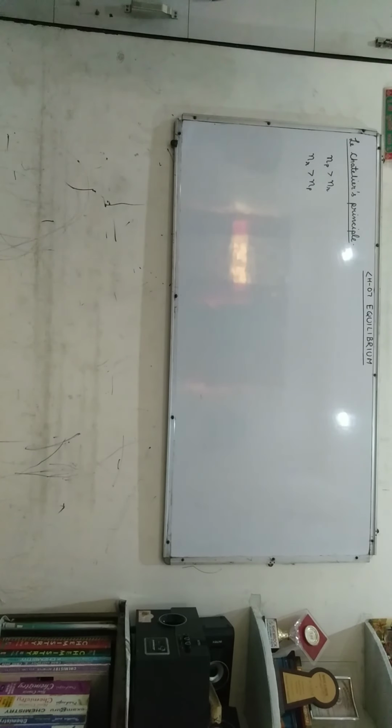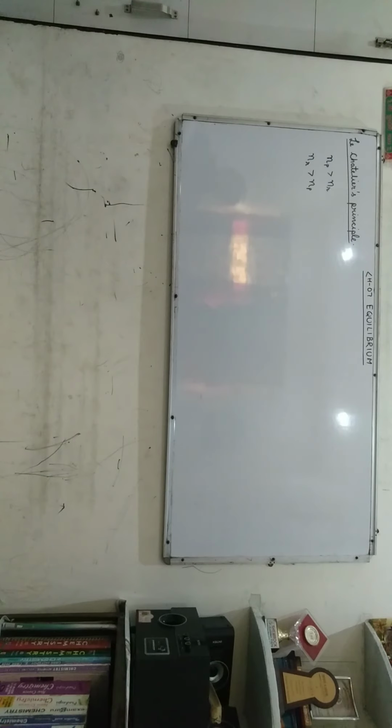I repeat it again, if the number of moles of gaseous product is greater than the number of moles of gaseous reactant, then equilibrium shifts in that direction where the number of moles reduces, that is in the reverse direction. But if the number of moles of gaseous reactant is greater than the number of moles of gaseous product, then equilibrium shifts in that direction where the number of moles reduces, that is in the forward direction. So here we discuss some factors which affect the equilibrium.